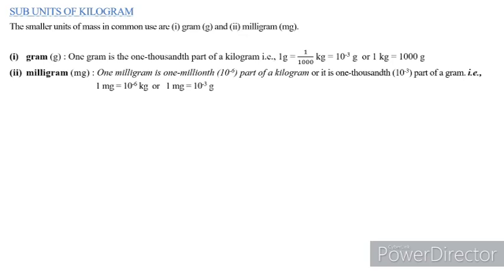1 milligram is 1 millionth part of the kilogram, that is 10 raised to minus 6 of a kilogram, or 1 milligram is equal to 10 raised to minus 3 gram.